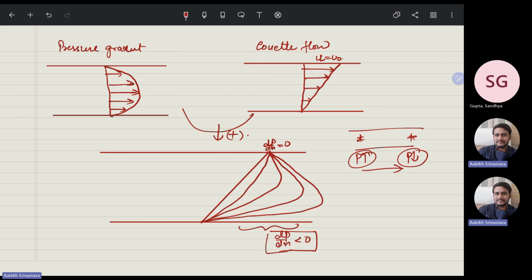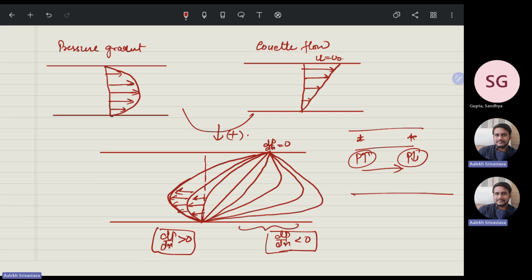Now at this point, we also have a condition of dp by dx greater than 0. In such a case, it is like this. And if you simply take this line, this is called the flow reversal. At this point the flow is reversing, and also at this point the flow is reversing. So this is what is called a flow reversal. At some dp by dx, you will also find that the flow pattern is like this.